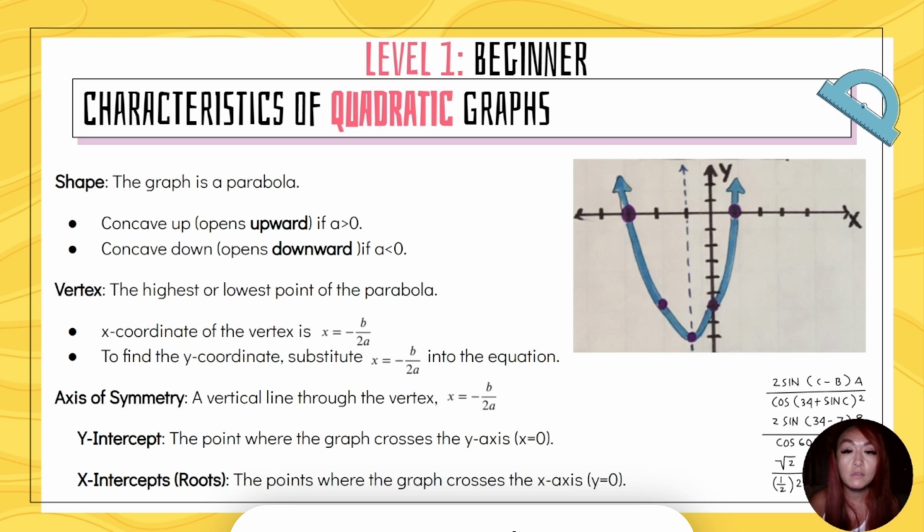And then your axis of symmetry is the vertical line that goes straight through the vertex. And then, of course, you have your y-intercept and your x-intercepts. Remember, your x-intercepts are your solutions, your roots, your zeros.